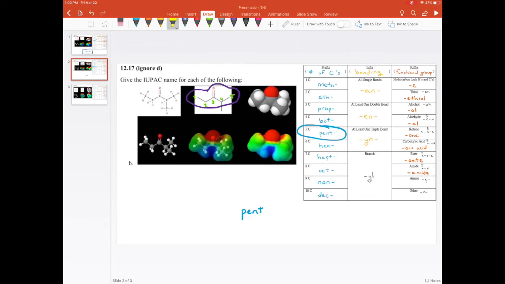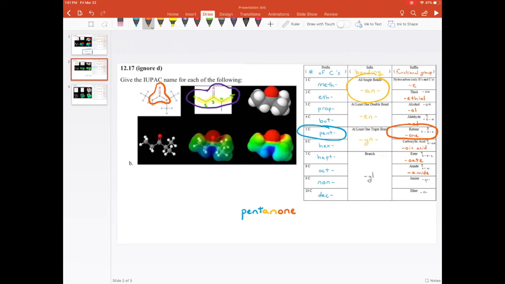Between the carbons, again, we're talking just between carbons, there are all single bonds, and so the infix is -an. And it's true, there's the double bond between the carbon and the oxygen, but that's part of a functional group, and so that will be represented in the suffix. So the infix just represents all of the bonding between carbons, and that is all single bonds here. Finally, we have a functional group, and that functional group is a ketone. It is a carbon with a double bond to an oxygen and carbons on each side. So this is a ketone, and the suffix for ketone is -one. So this is a pentanone.